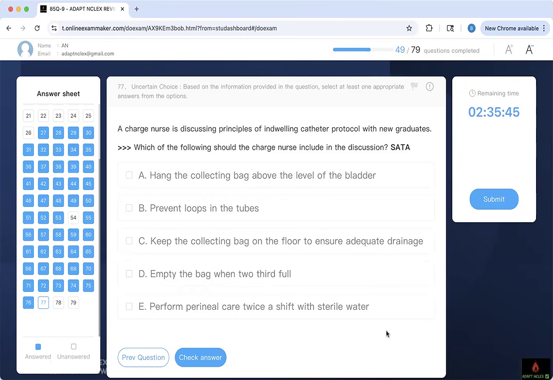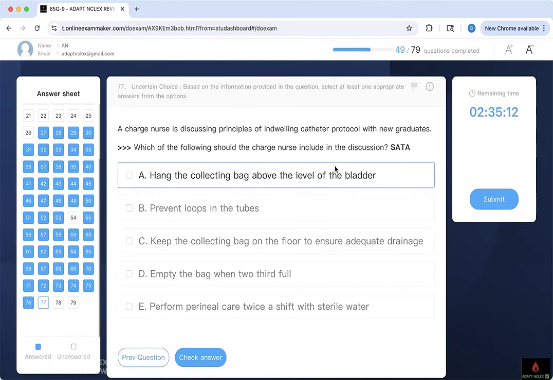Now let's break it down. A charge nurse is discussing principle of indwelling catheter protocol with a new graduate. Which of the following should the charge nurse include in the discussion? Means what are the protocol to use for Foley catheter? It's a bunch of stuff. What do you do when somebody has Foley catheter? What is the principle? That's all. Which one is the best principle?